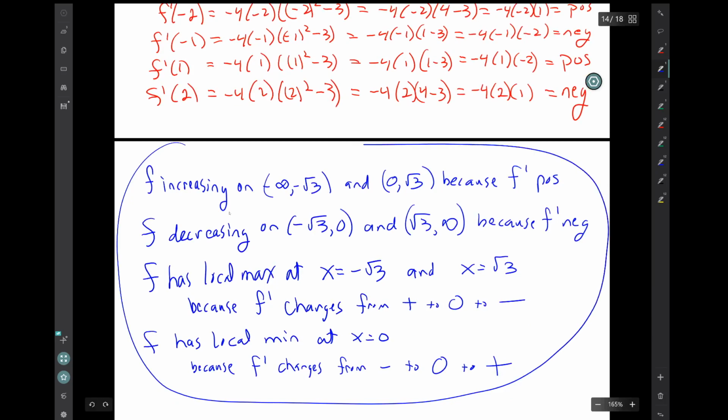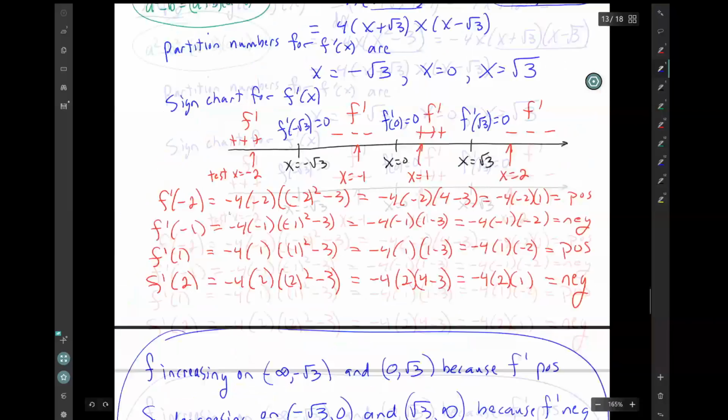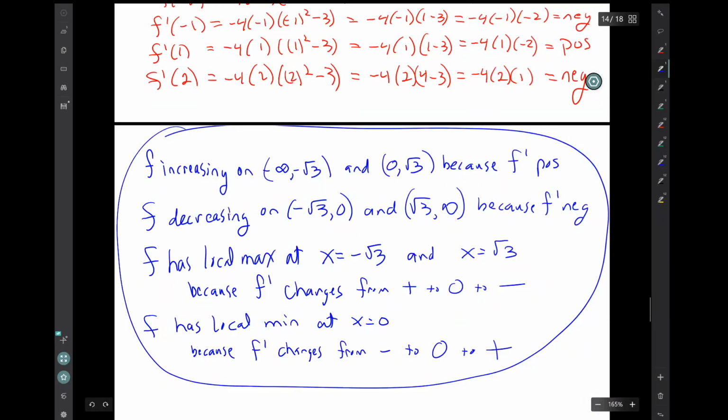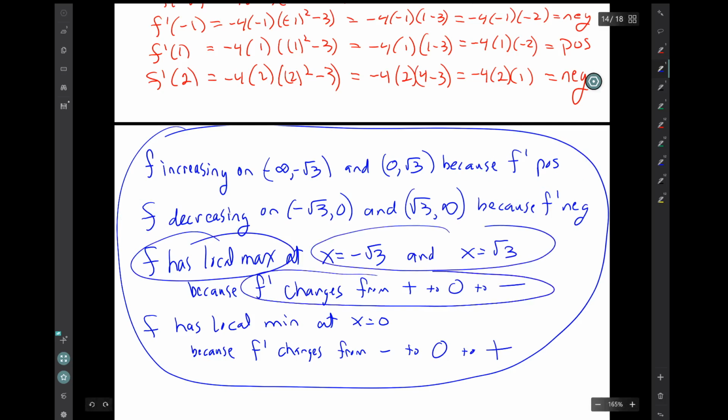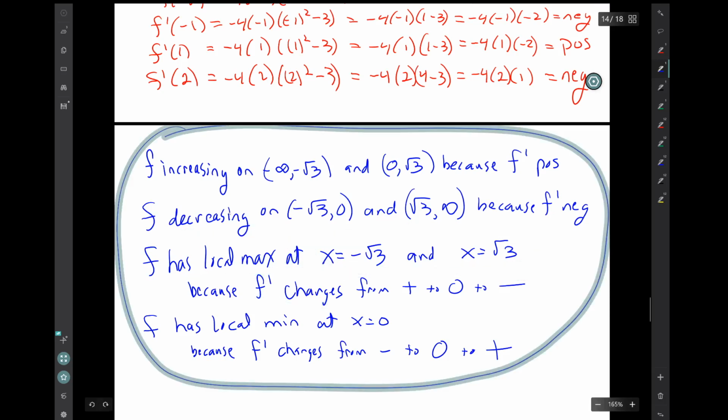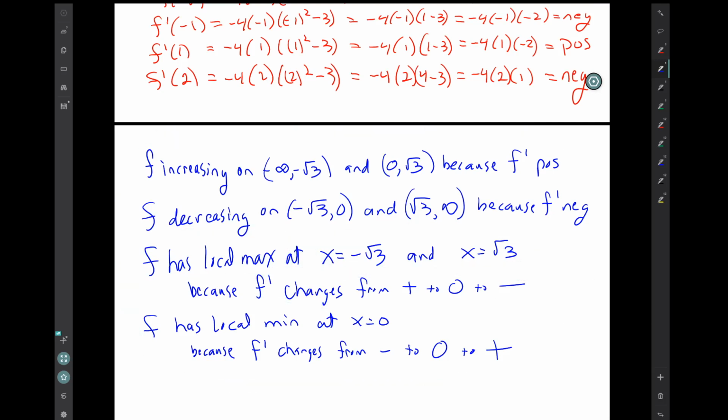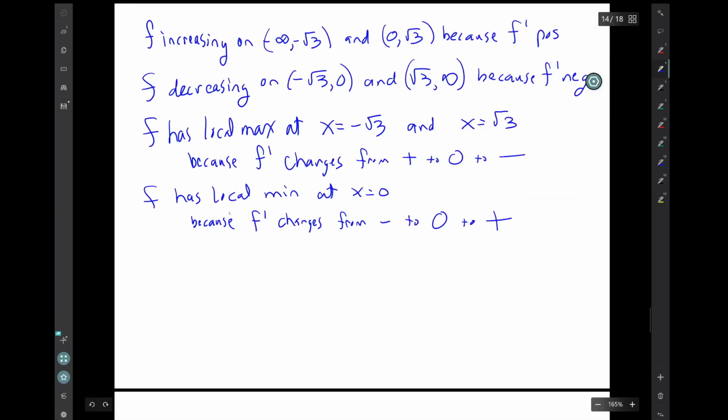All right, there is the information about f that we can glean from the sign chart for f prime. I've been sure to say that f is increasing because f prime is positive. I've given reasons. f is decreasing because f prime is negative. And I've said that f has a local max at the x coordinates that we know because, why? Because f prime changes from positive to 0 to negative. Now there's one last thing to do, that is to find the y-coordinates of the extrema.